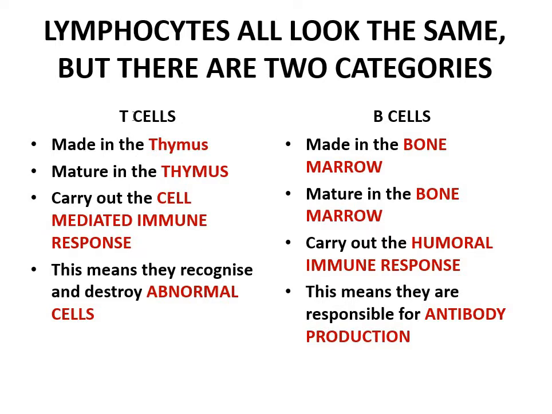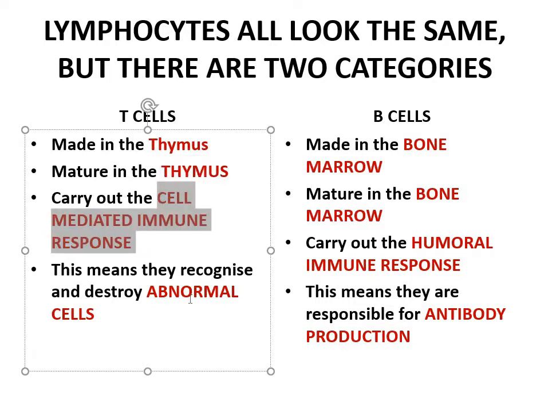Now T cells are kind of the ones that go ahead and do the killing of the pathogen quite often. They're going to be made in the thymus, it's quite easy to remember. The T cells are made in the thymus glands, and they're going to carry out the cell-mediated immune response, and they're going to be recognising the abnormal cells and killing them. They're often involved with things like viruses and cancers.